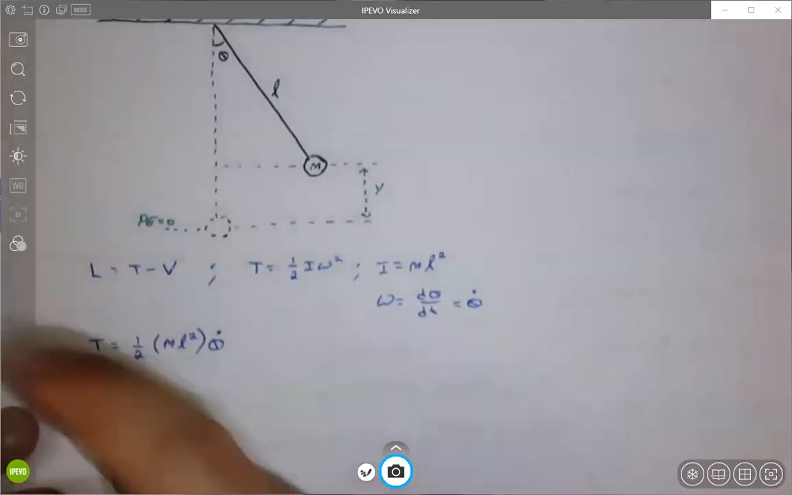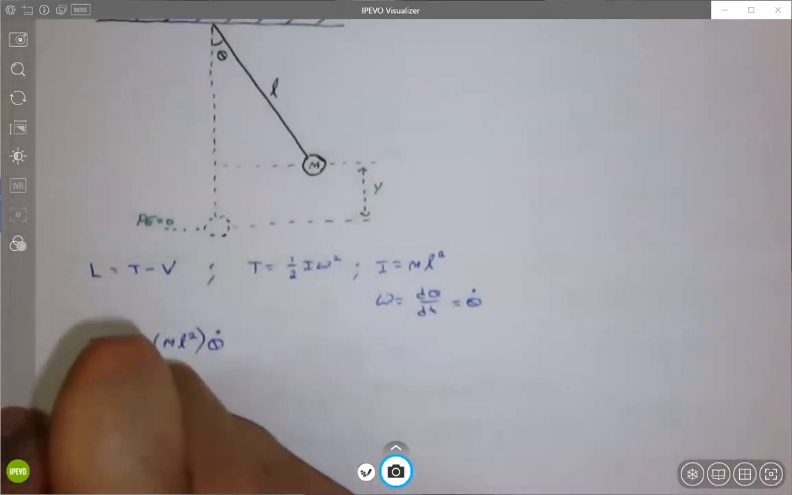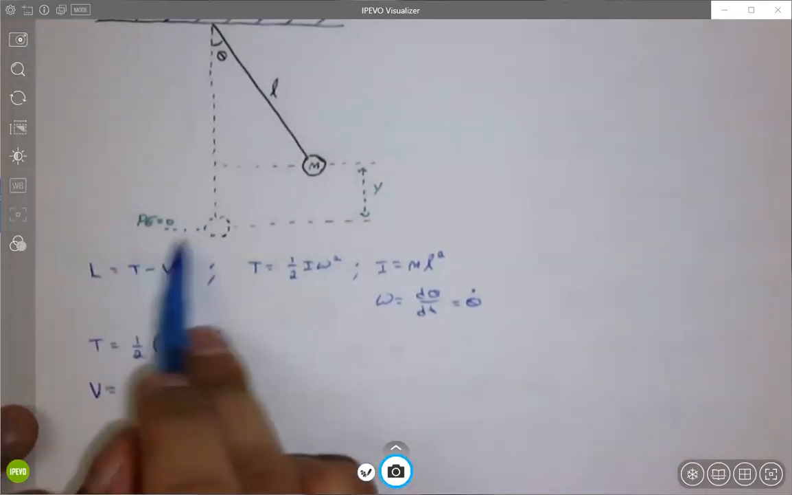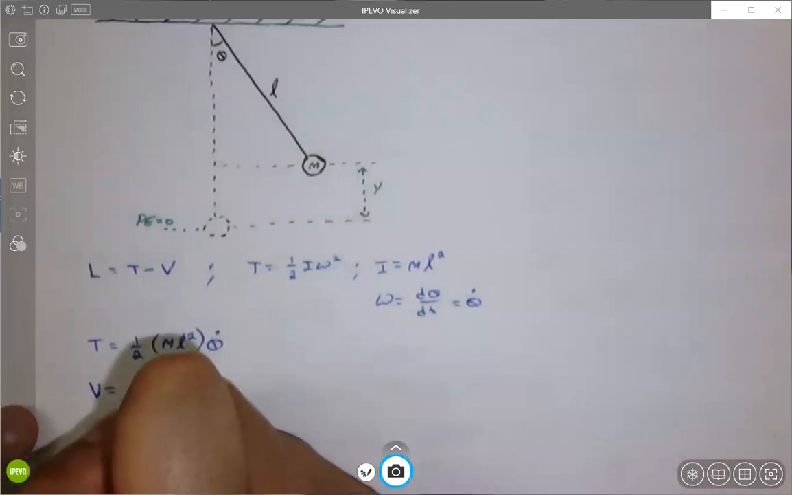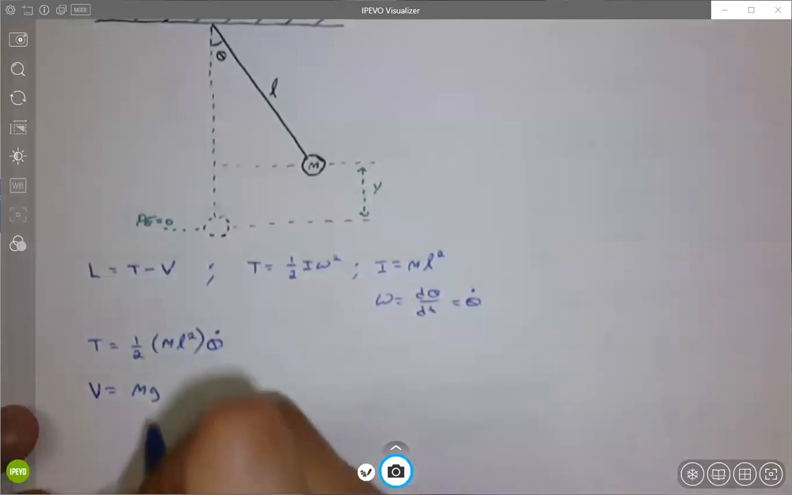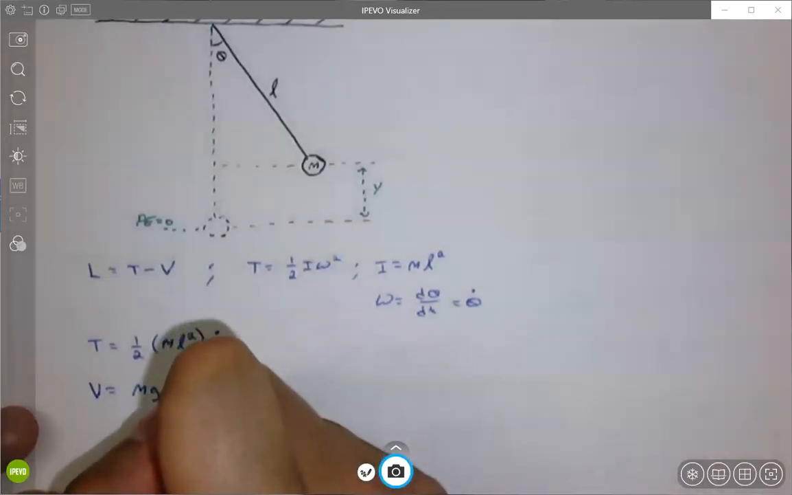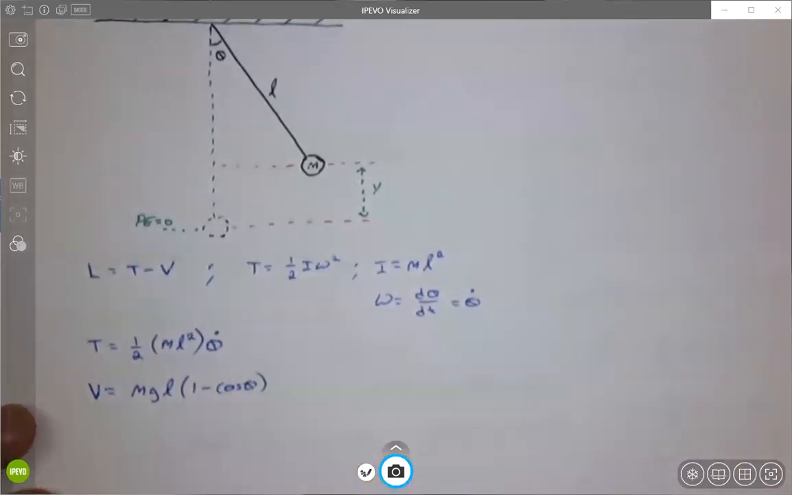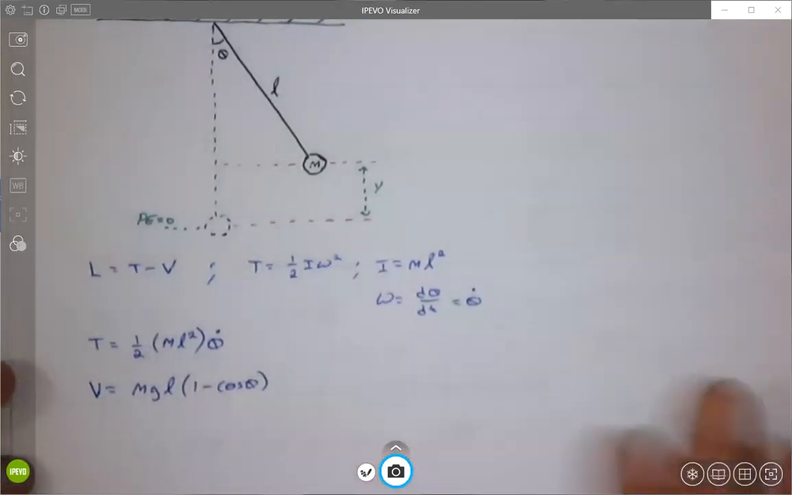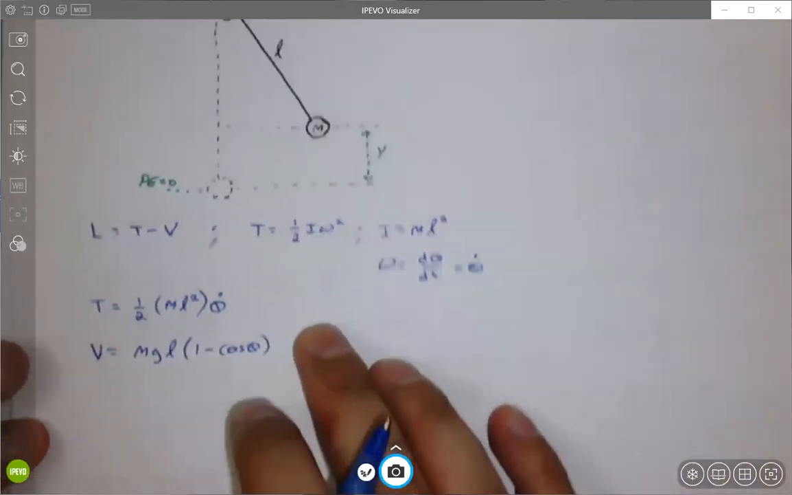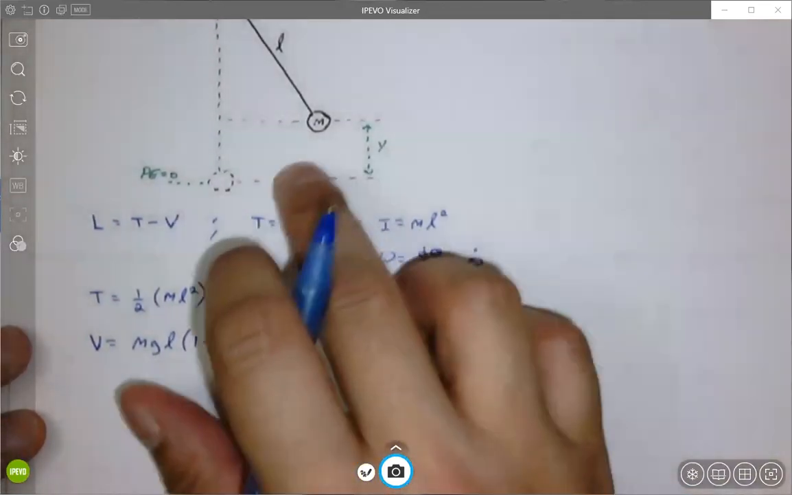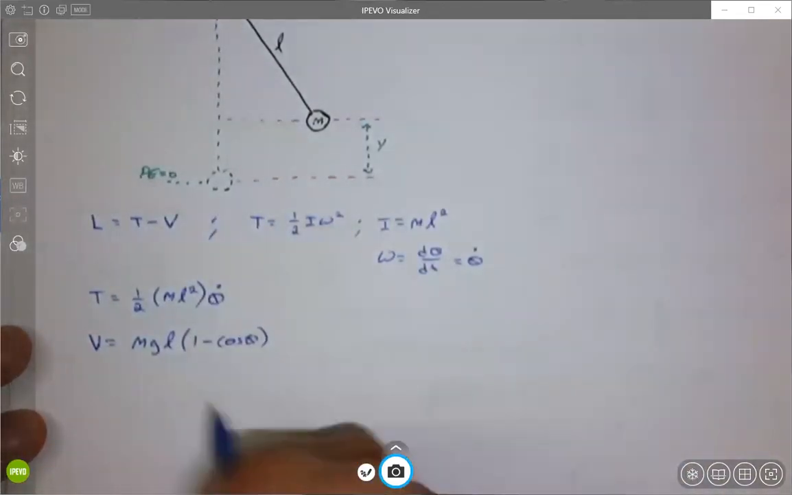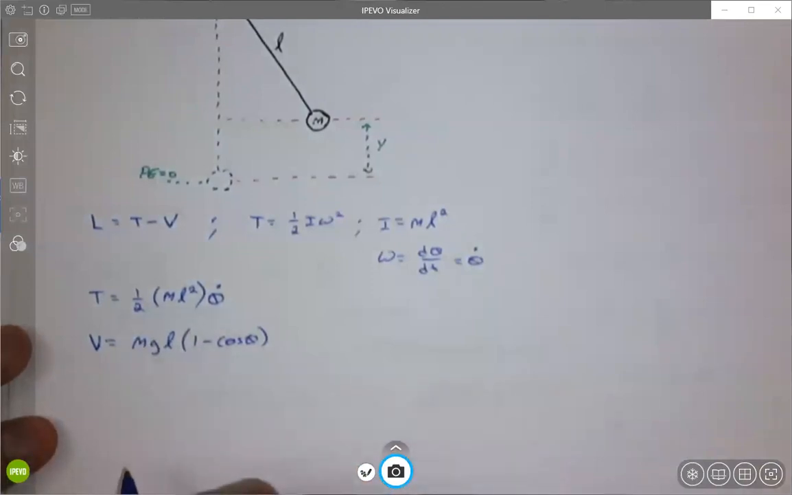The potential energy is exactly the same as we did in the last example, because this is our starting point. So the potential energy is going to be mgl(1 minus cosine theta). So this is already a lot easier than the last one. These are our two different types of energies, and that's it. This just has a rotational kinetic energy. From here, we can put it into our Lagrangian.